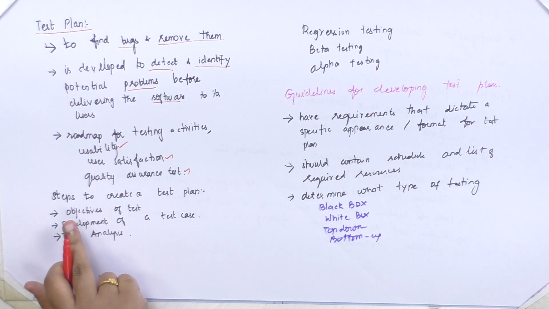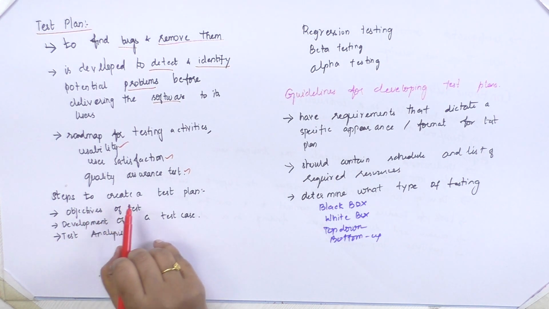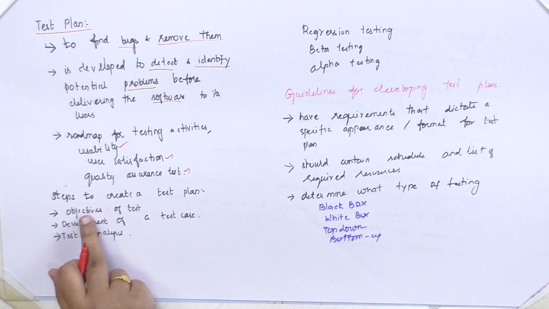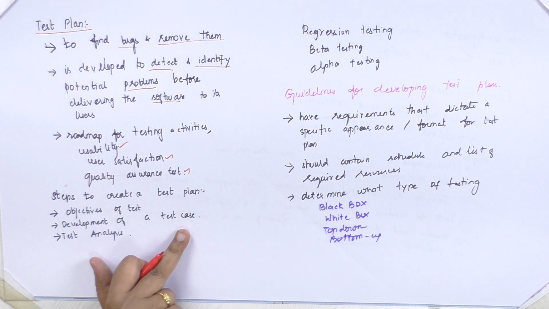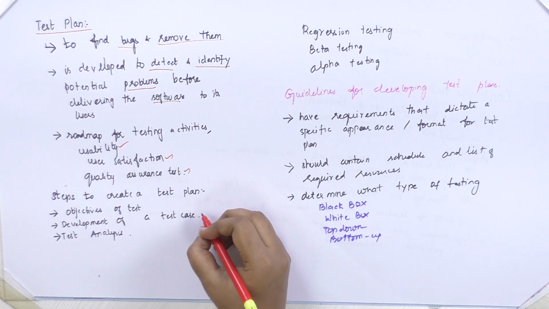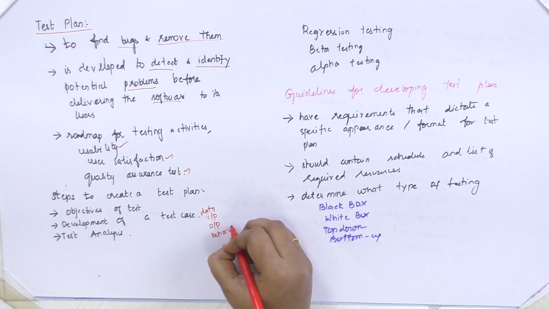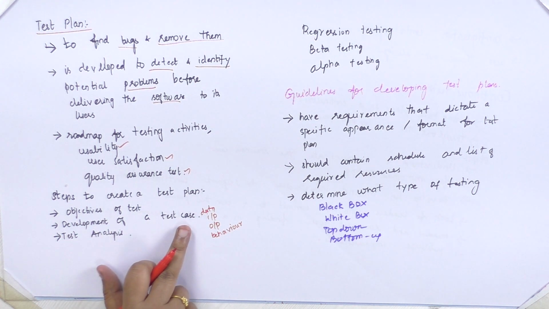Next, we are going to see the steps needed to create a test plan. First, we have to create the objectives of our testing, and we have to describe how we are going to achieve these objectives. The next step is to develop test cases. After describing the objectives of our testing, we have to say what the test data is, what input we are going to apply for our testing, what output is expected, and what behavior is expected. All these things you have to explain in the test case. So the second step is to develop a test case.